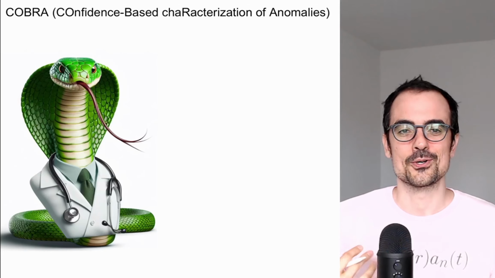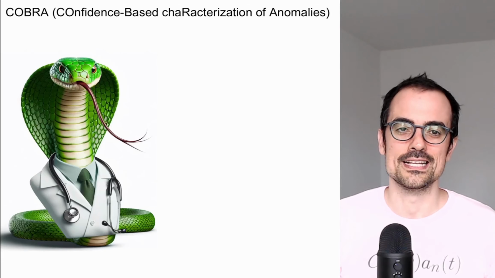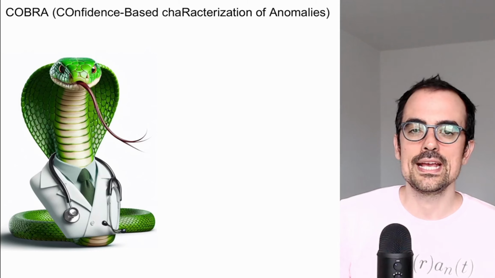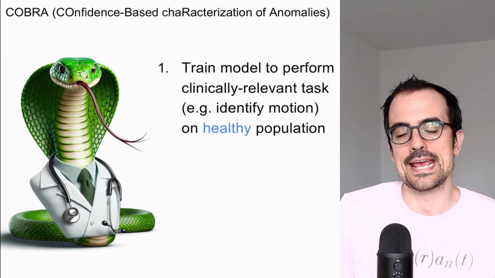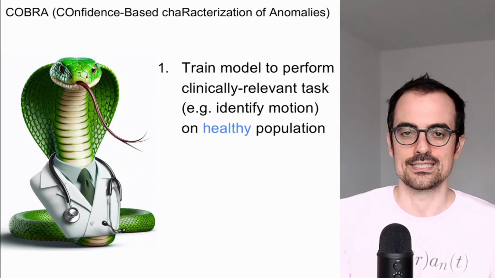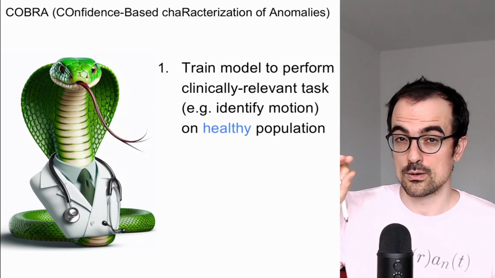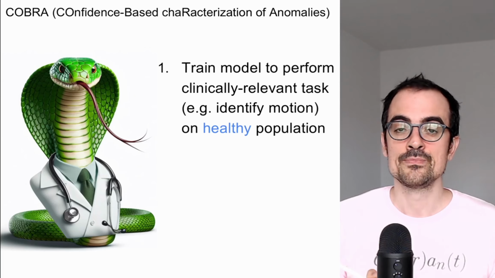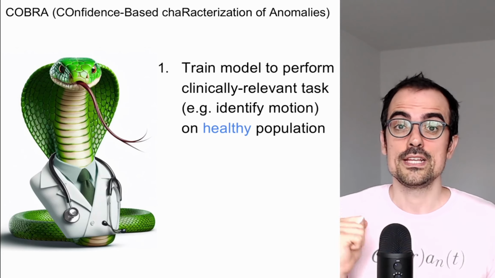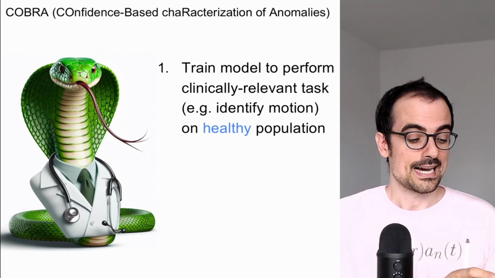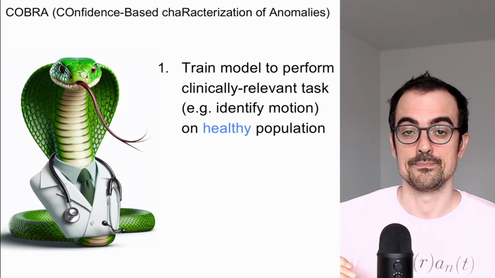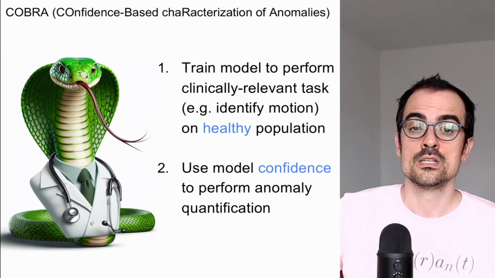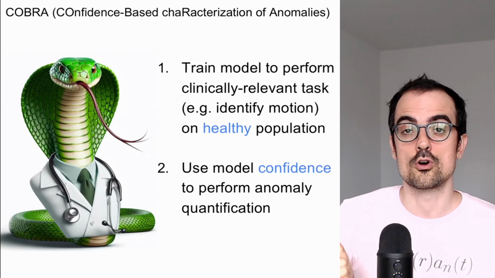Our method, which is called confidence-based characterization of anomalies, or COBRA, consists of two steps. First, we train a machine learning model or an AI model to perform a clinically relevant task. For example, identifying motion. I will go into this clinically relevant task for our stroke application in a moment. The model is trained exclusively on a healthy population. And then the second step is to apply this model on the patients of interest and use the model confidence to perform anomaly quantification.